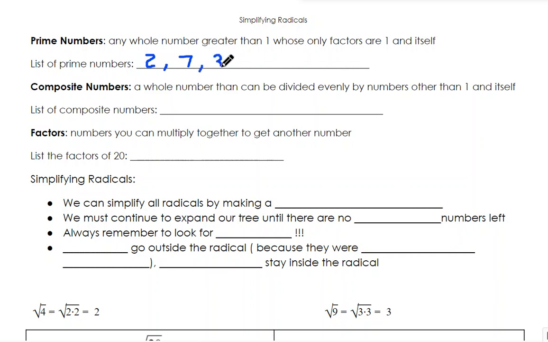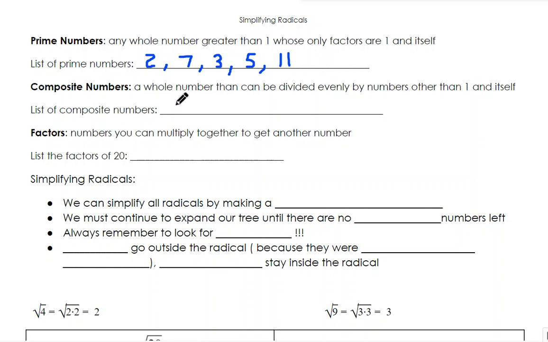What's another one? 3 is a prime number. 5 is a prime number. 11, right? So all these are prime numbers, and prime numbers means they can only be divided by itself and 1. Okay? Composite numbers are whole numbers that can be divided evenly by numbers other than 1 and itself.